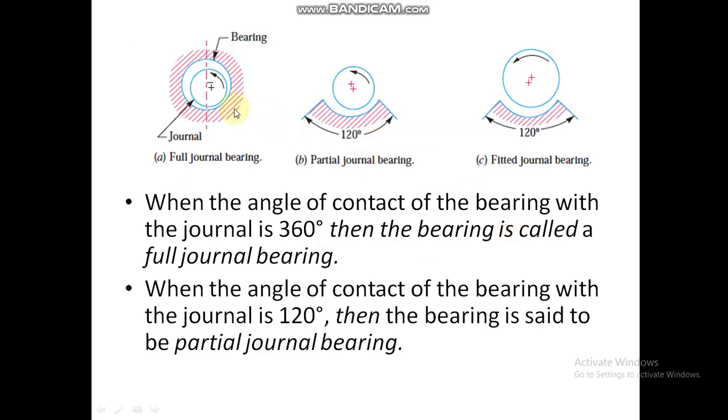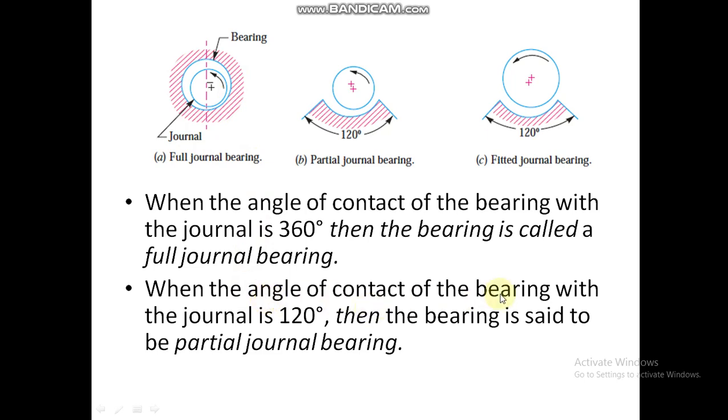As you can see in the diagrams, there is a sliding contact between the journal and bearings. So these are sliding contact bearings. Balls are not used in such kinds of bearings. In the first figure, you can see the full journal bearing. What is a full journal bearing? When the angle of contact of the bearing with the journal is 360 degrees, a complete circle, then this type of bearing is called a full journal bearing.